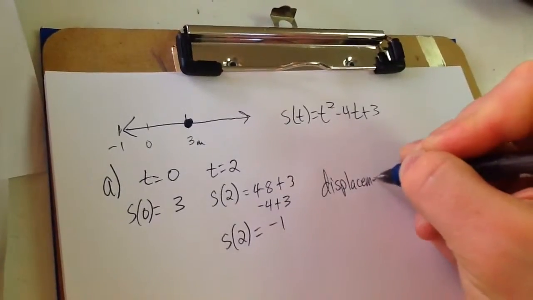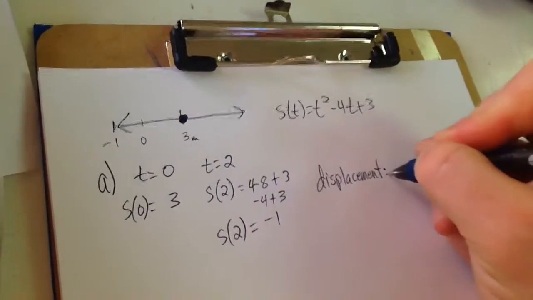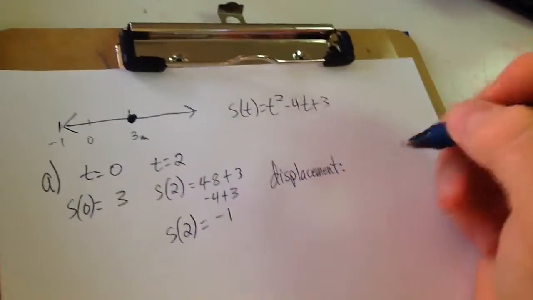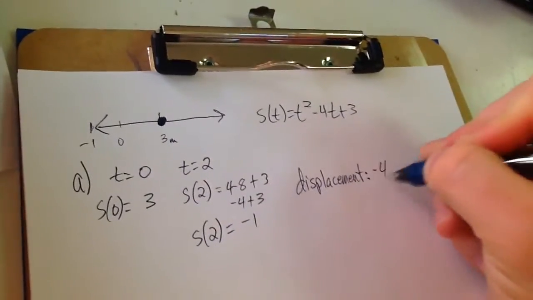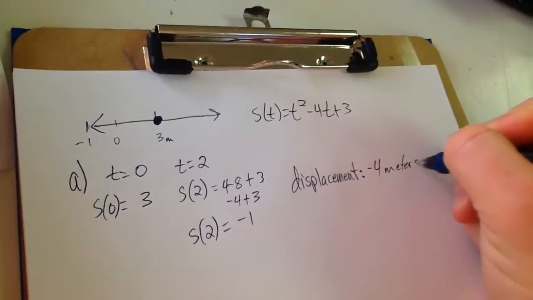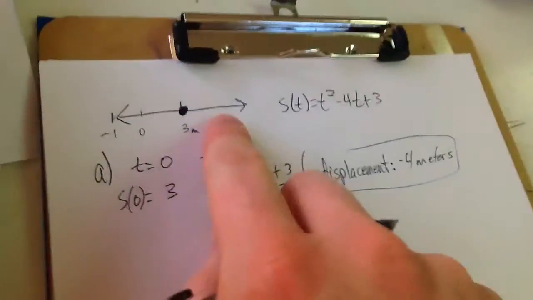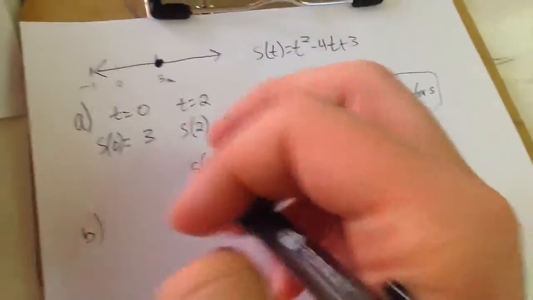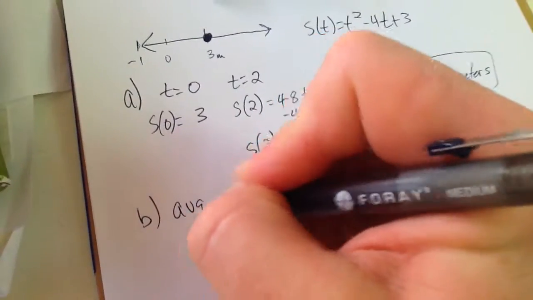Or no, it wouldn't be negative 4. It would just be 4. Or wait, we should say negative. The displacement has direction, that's true. So it would be negative 4 meters. So it moved to the left 4 meters from when it started. B, average velocity during first 4 seconds.